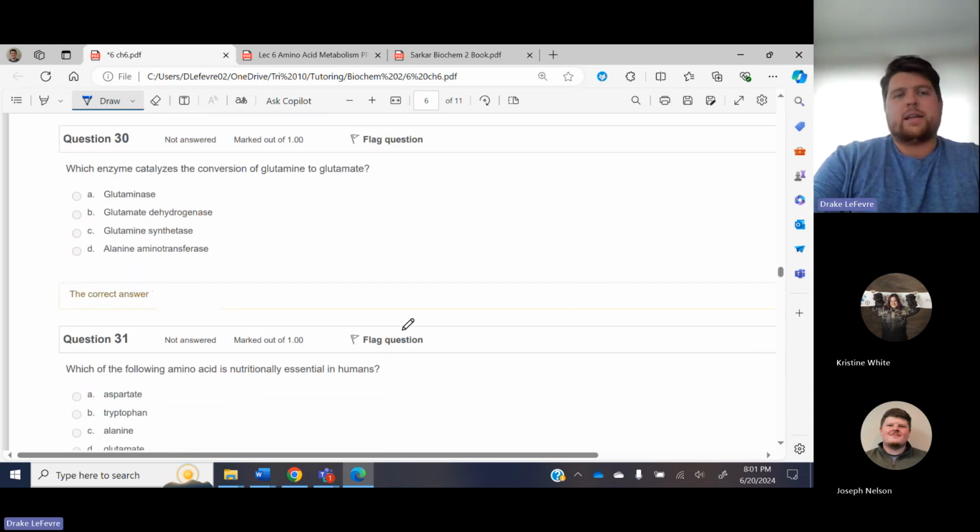Okay, the enzyme that catalyzes the conversion of glutamine to glutamate, that was our glutaminase that we talked about earlier.